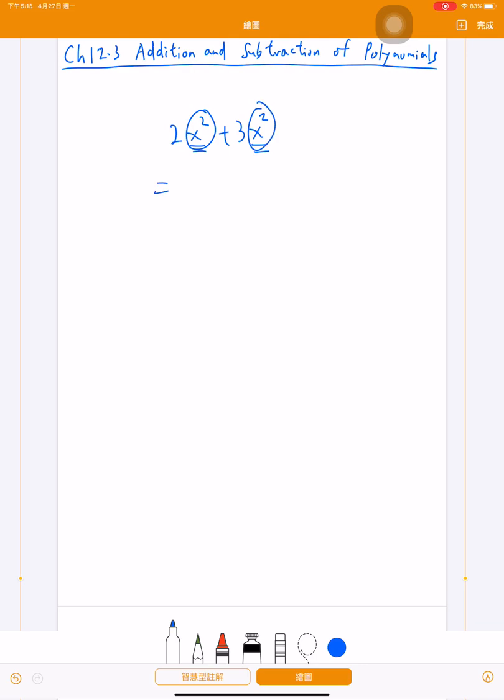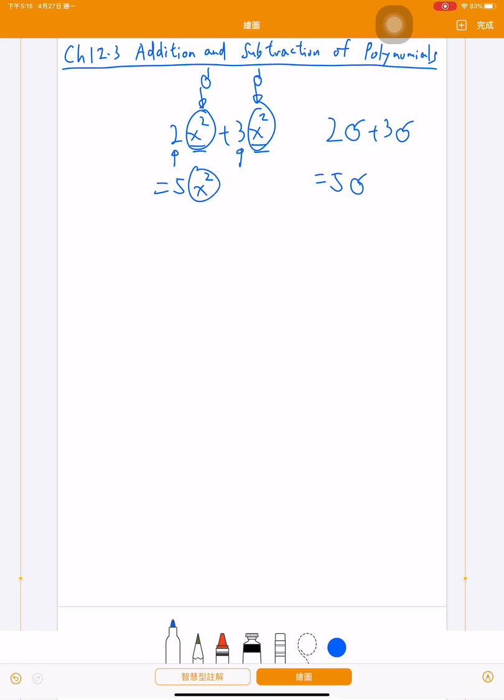So we know that this time the answer 2 plus 3, we know that is 5, so it's 5x squared. Okay, you can simply write down, just think about, is just similar to 2 apples plus 3 apples is equal to 5 apples. Okay, it's very similar, right? When this one are totally the same, we can think that it is an apple, right? Apple, 2 apple, 3 apple, so 5 apple.